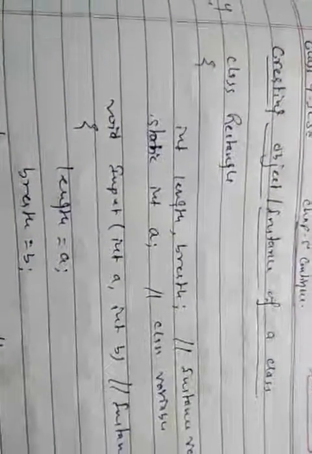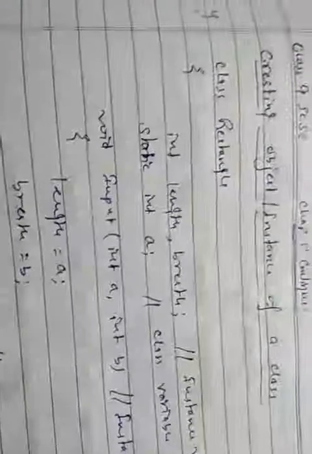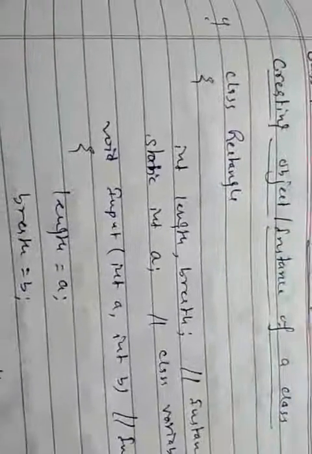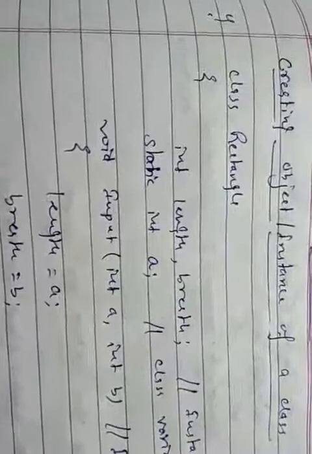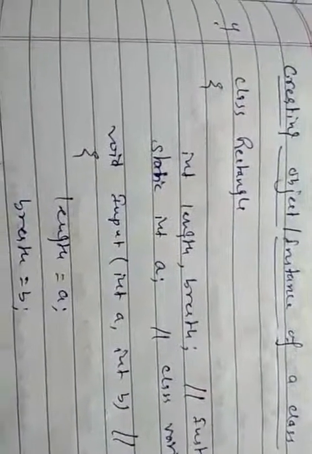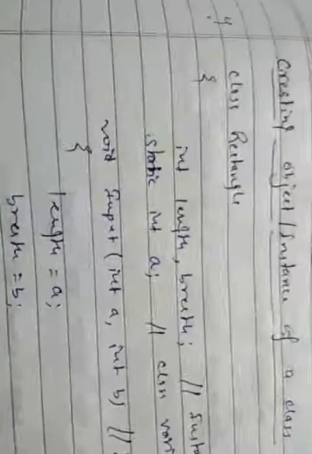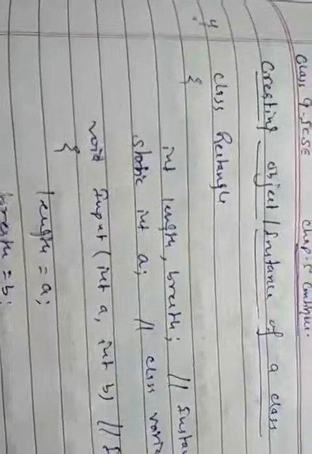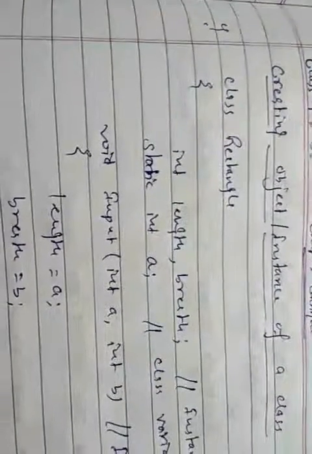Good morning students. So here I am continuing chapter 5. So the topic first is creating an object or an instance of a class. In the last class we have already seen instance variable, class variable, instance method and class method.